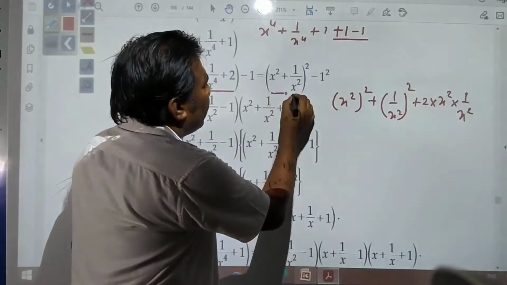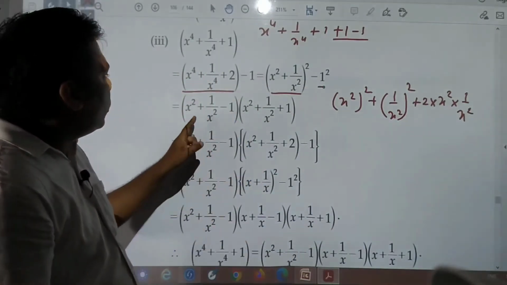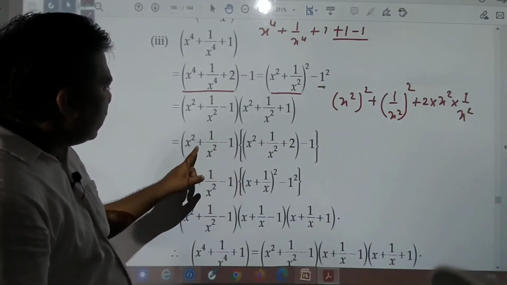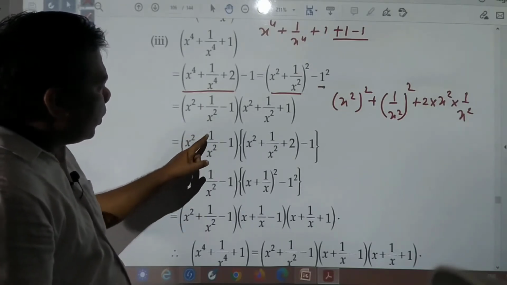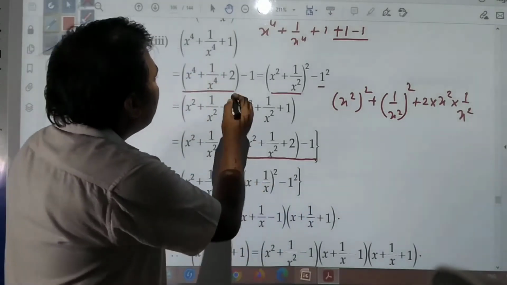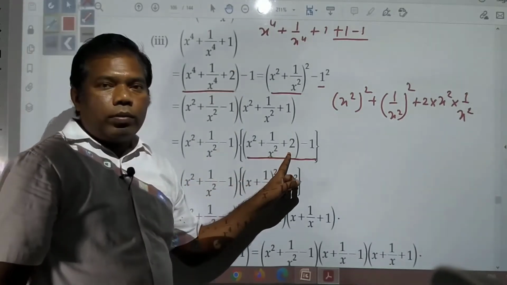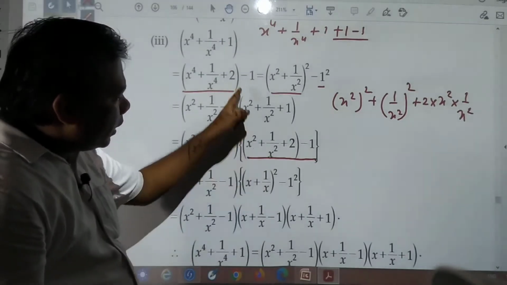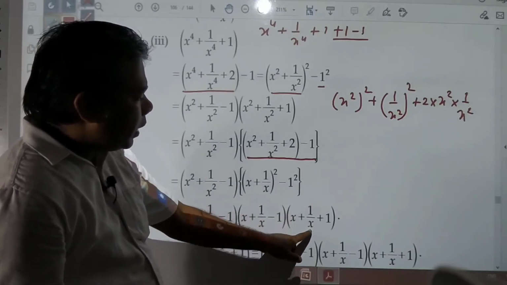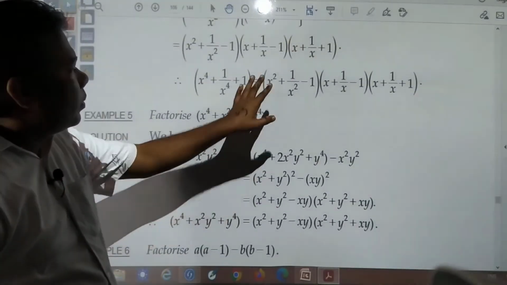Now this comes in the formula a square minus b square. a square minus b square is equal to a minus b into a plus b. A minus b you have, in place of a you have x square plus 1 by x square, minus 1, and a plus b. Again here what we did to get the formula, the same thing has been done over here also. So this can be simplified in that form and you will get x plus 1 by x minus 1 into x plus 1 by x plus 1, and finally that will be your answer.